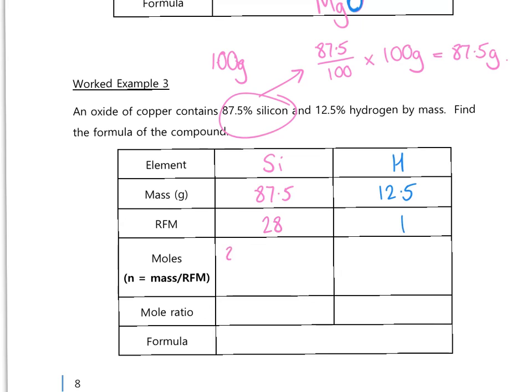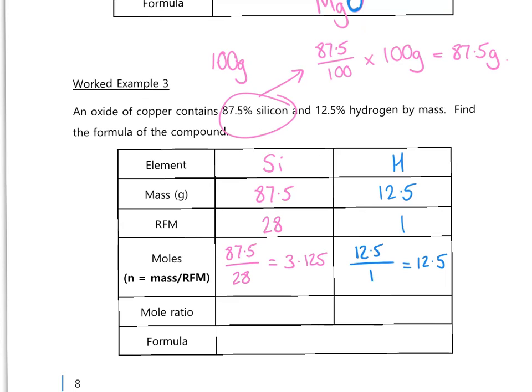Calculating your number of moles, you do mass over RFM. So for silicon, you've got 87.5 over 28, which gives us a number of moles of 3.125. We now do the same for hydrogen. We can see that it has a mass of 12.5 and a relative formula mass of 1. So that gives us the number of moles of 12.5.